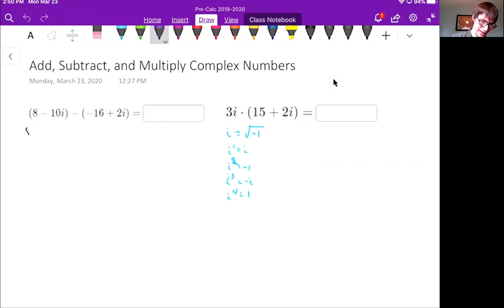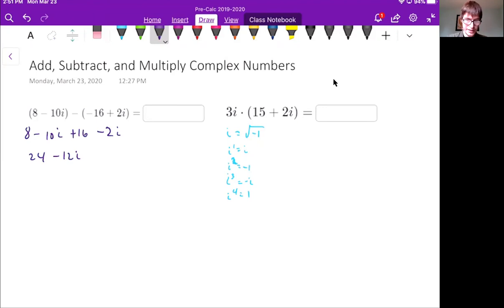We would have 8 minus 10i. We distribute this negative in as we normally would. We get plus, let's see, minus times minus 16 would be plus 16. Minus on 2i would be minus 2i. There we go. And then we combine like terms. 8 plus 16 would be 24. And the minus 10i and minus 2i together gives us minus 12i. And that's really it. We're done. We distribute it in and put them together.